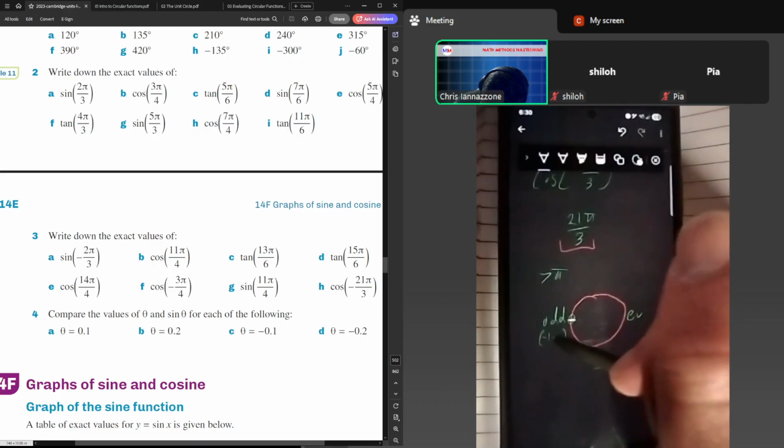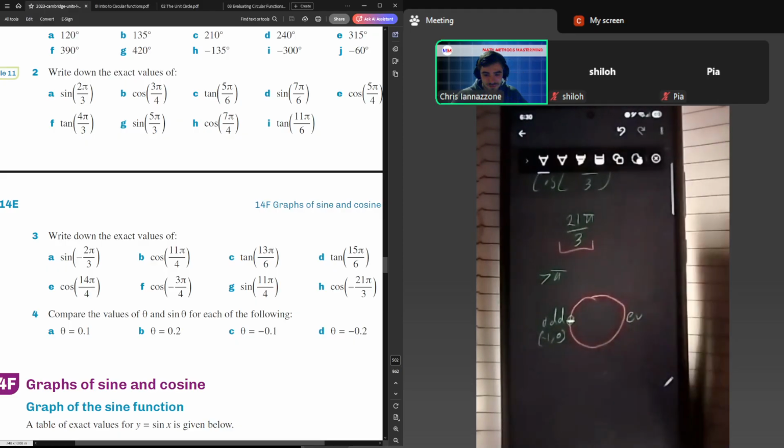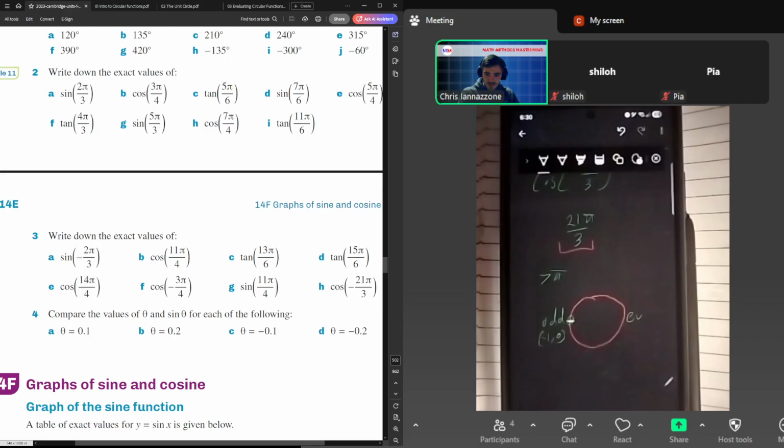So left-hand side always has a negative value over there. And yeah, I mean, that's it. Left-hand side has negative x values. Other than that, that is all pretty much.